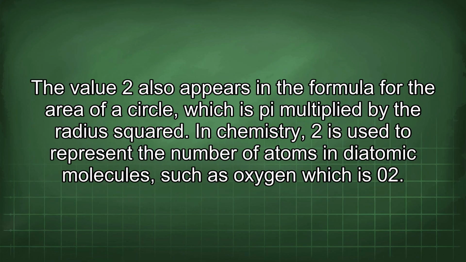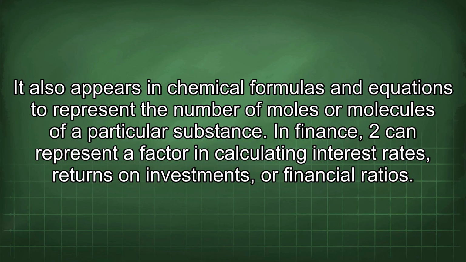The value 2 also appears in the formula for the area of a circle, which is pi multiplied by the radius squared. In chemistry, 2 is used to represent the number of atoms in diatomic molecules, such as oxygen, which is O2. It also appears in chemical formulas and equations to represent the number of moles or molecules of a particular substance. In finance, 2 can represent a factor in calculating interest rates, returns on investments, or financial ratios.